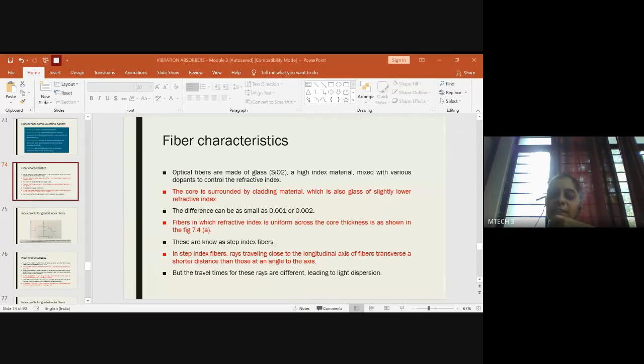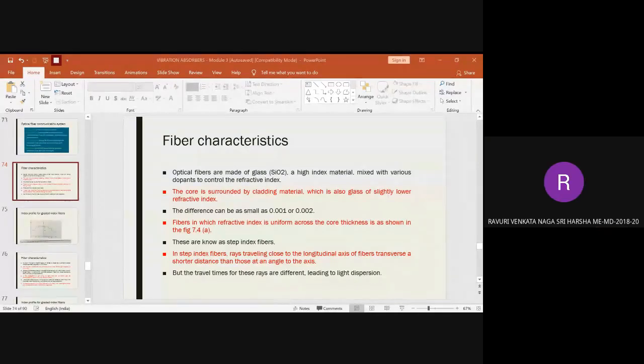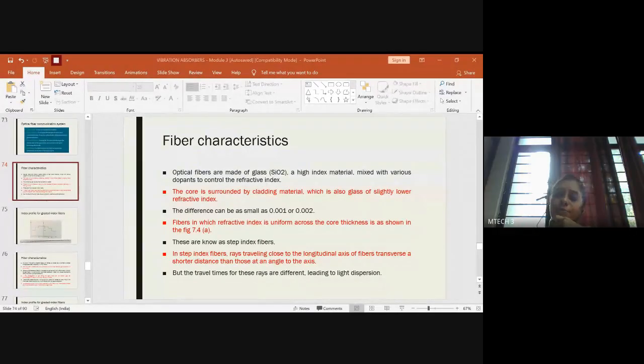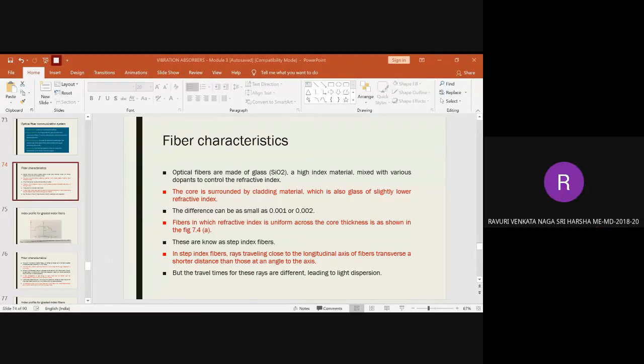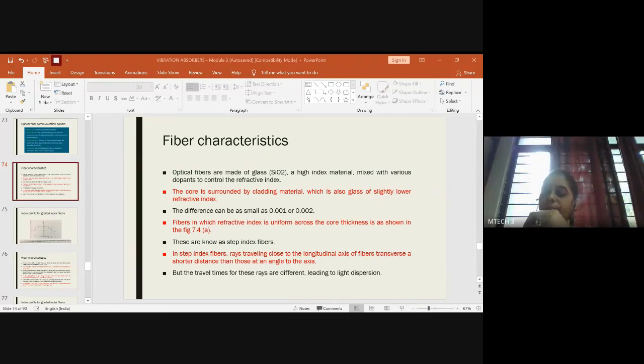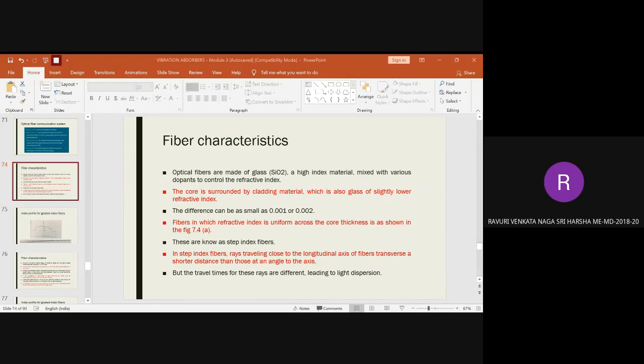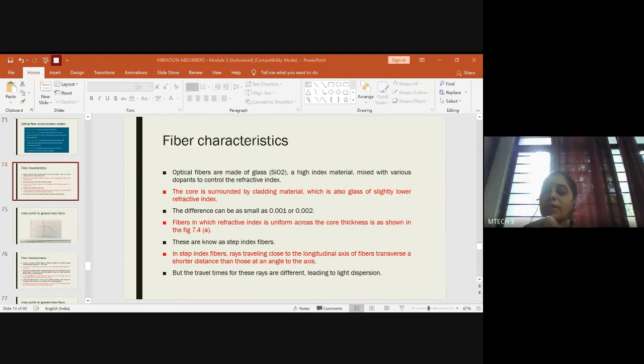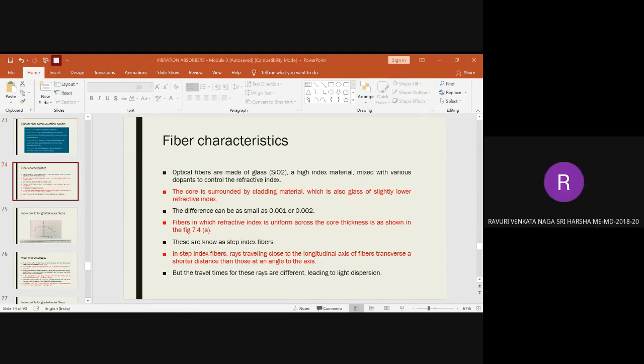Harsha, you're there? Yes, ma'am. How are you? Fine, ma'am. What did you understand in today's class? They are discussing the number of modes of the fiber optic. Number of modes of fiber optics? Did I tell you number? No, ma'am.